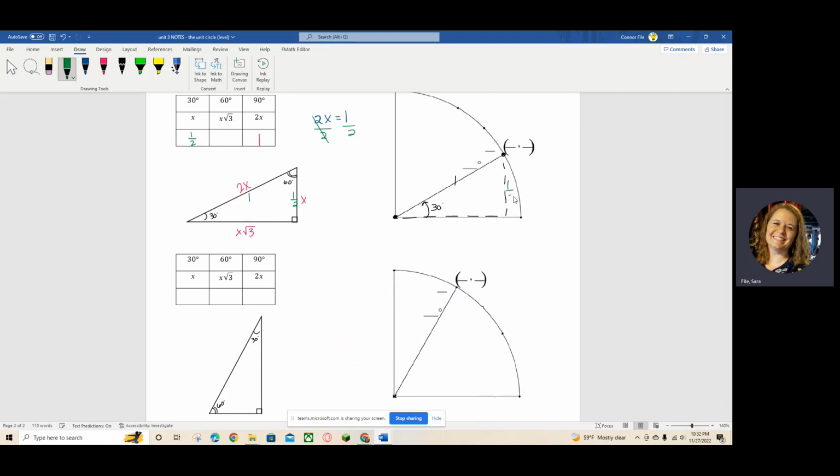That's this vertical measure. Now if x is 1/2, and to get the 60 side we do x times root 3, we're doing 1/2 of root 3, or root 3 over 2, half of root 3. So that's this length here, the horizontal distance.